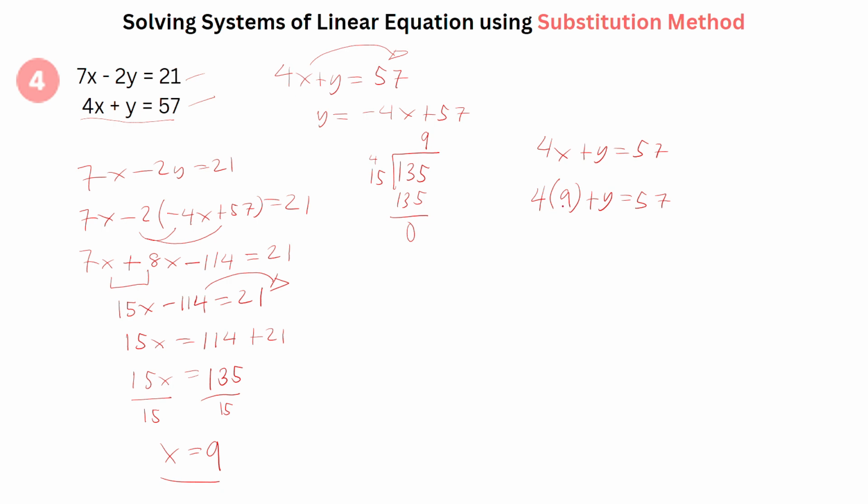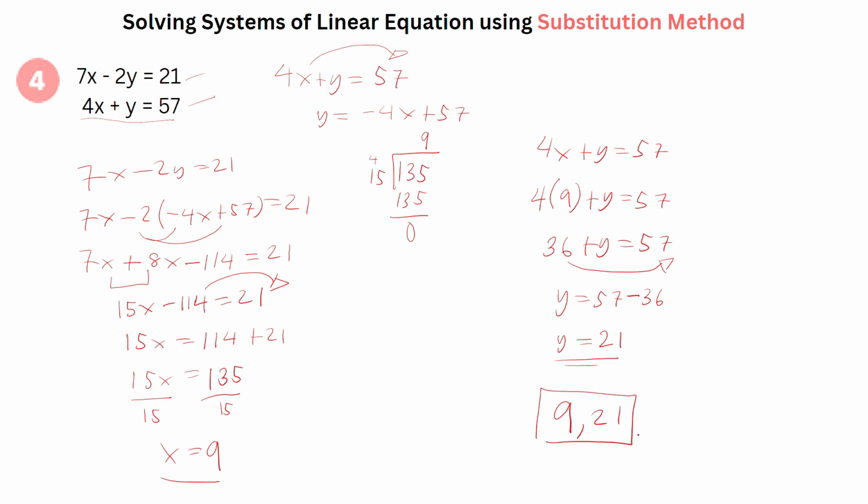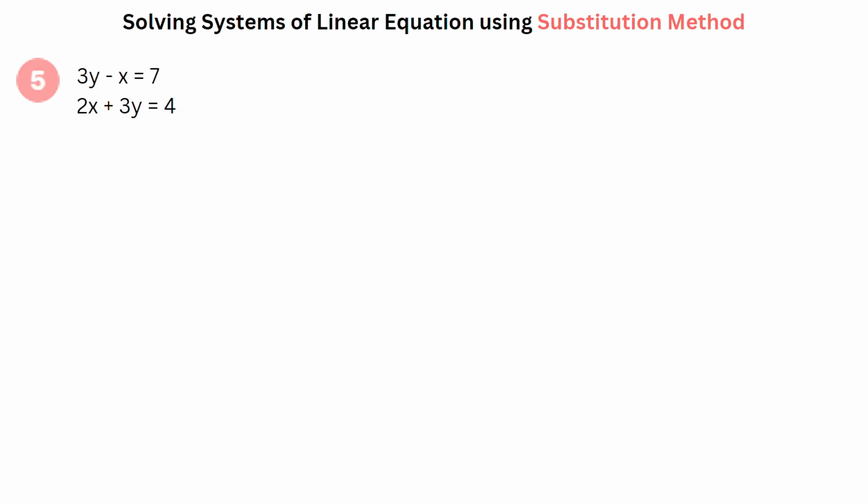Now, what's 4 times 9? That's gonna be 36 and then plus y is equals to 57. How do you solve for y? So what do you do? Transpose the 36 to the right side. What will happen? Y is equals to 57 minus 36. So y is gonna be what? 21. So our solution, the solution should be what? 9, comma 21. Okay, next one.